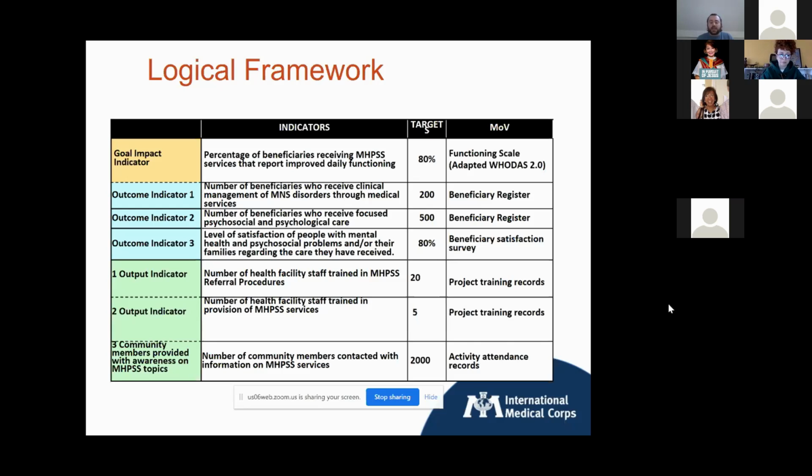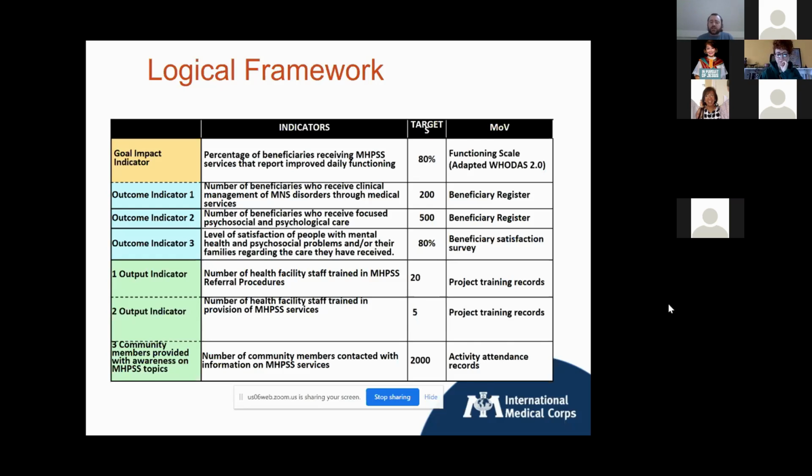This indicator is directly related, obviously, to the capacity building of healthcare and MHPSS service providers within the healthcare facility who will be providing direct MHPSS services. In each facility that we work in, a general rule of thumb that we have from previous experience is maybe a quarter or 20% of the staff working in the facility will be able to provide MHPSS services. We will normally target that many and possibly a few extra if possible with training.